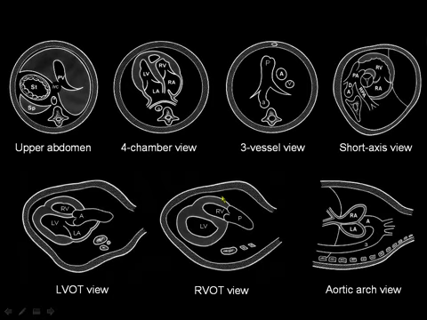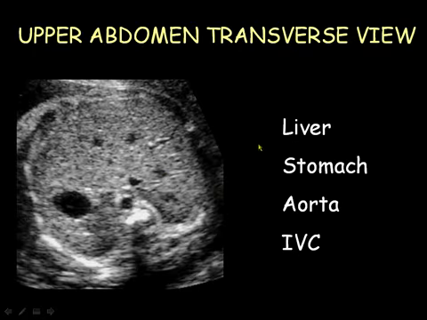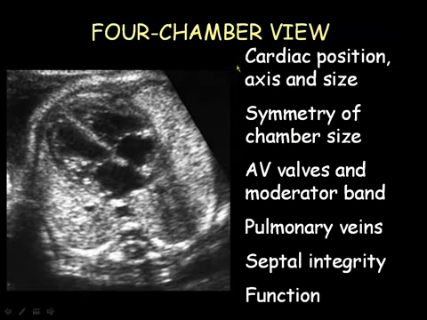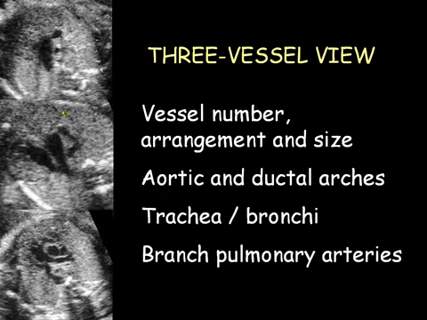So a quick checklist for what we have said. In the upper abdomen, we look at the liver, stomach, aorta, IVC. In the 4 chambers, we look at the cardiac position, axis and size, symmetry of the chambers, AV valves, the moderator band, which is this one, pulmonary veins, and here also we need to use the color flow Doppler. The septal integrity, if there is any ventricular septal defect, it's hard to look for atrial septal defect, and we look at the function and also if there is any effusion.